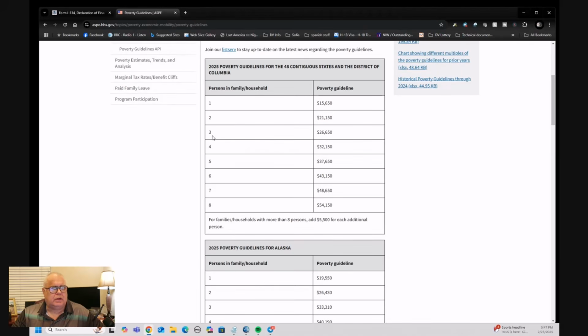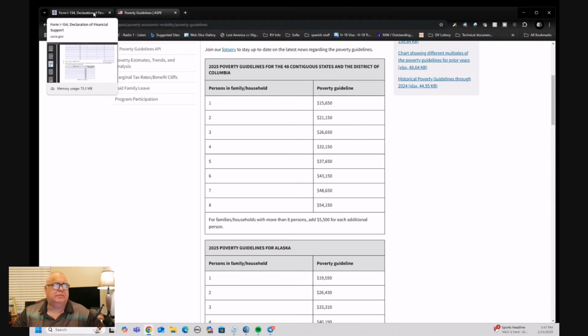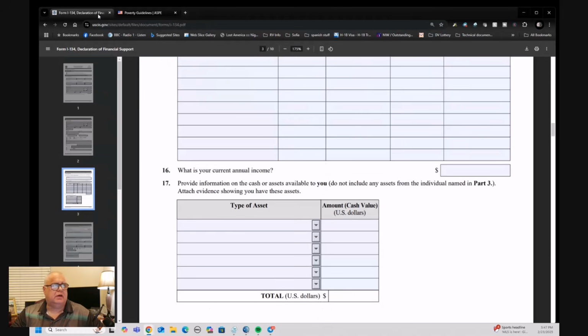And to be honest with you, these are the FPGs, the federal poverty guidelines. If you have a family of 3 and you've got an income of 26,000, you're not really in a position to be a financial supporter. If it's less than that, right? You're just making it yourself. You don't have the additional income to support someone else, right? So it's kind of you to want to do this, but I would suggest don't do it if your income is not at the FPG level and then some.